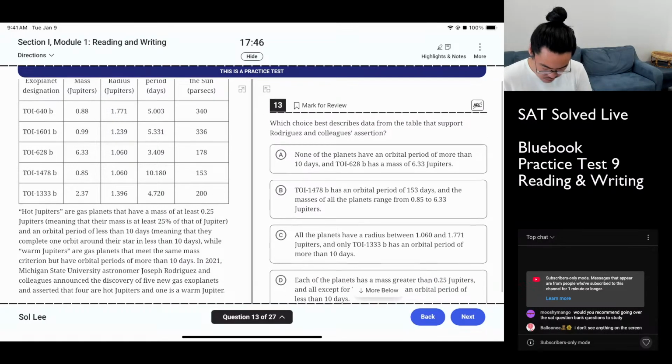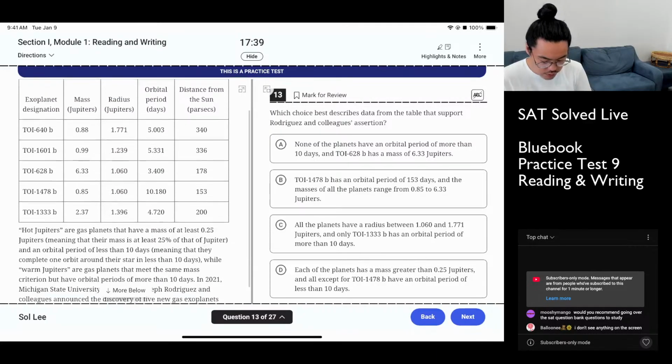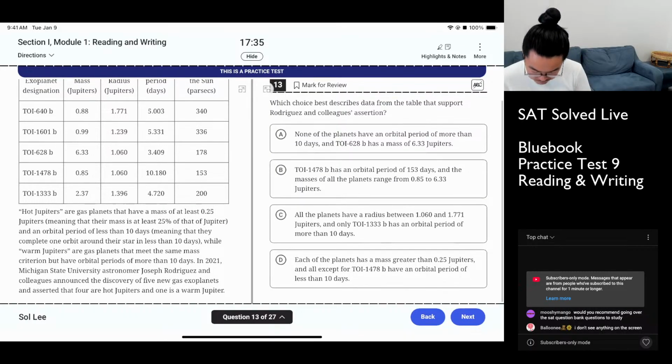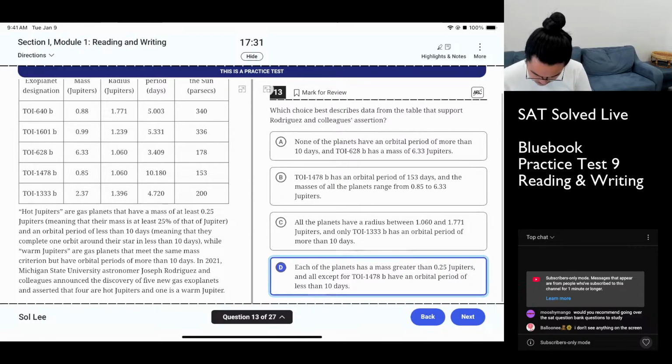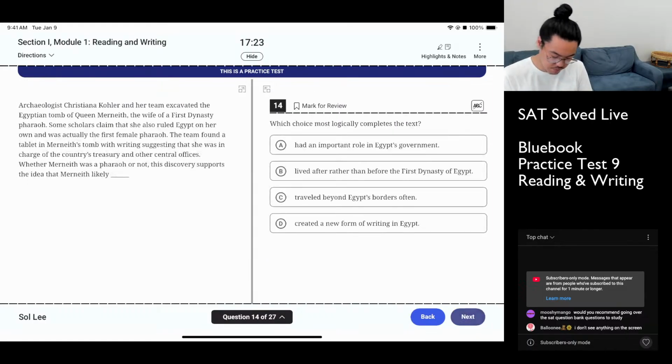Oh, duh. So then just say 1478b is the only one with greater than 10 orbital period, but all of them are above 0.25. So all are above 0.25. 1478b, this is the only one that mentions 1478b directly, so this has to be the right answer. I'm seeing it, and that is correct. Exactly my prediction. Okay, moving on.